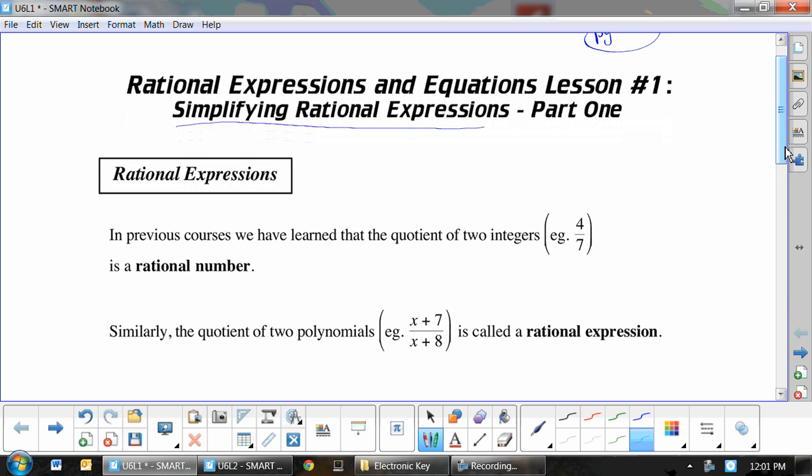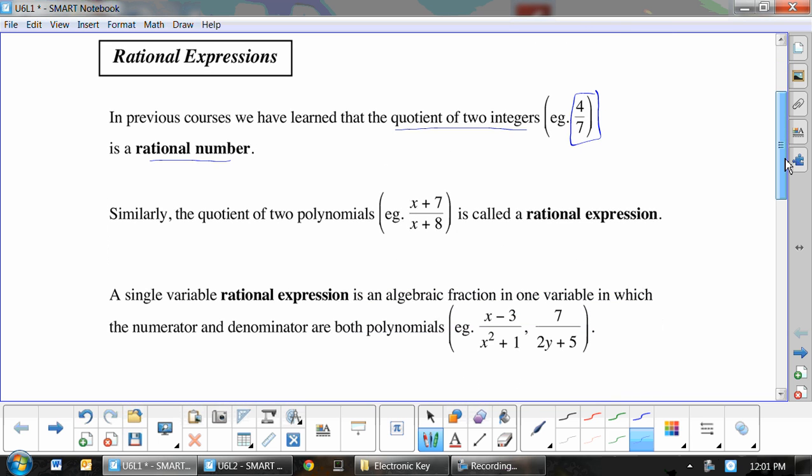So if we think back to previous courses, even all the way back to junior high, we know that a rational number is something like this. It's something that can be expressed as a fraction. So it even says right here, the quotient of 2 integers.